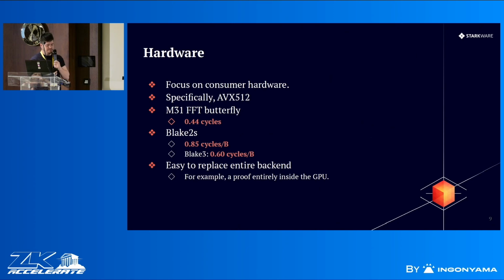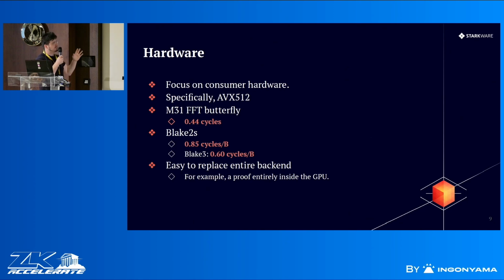Okay, now I want to talk specifically about the hardware. There are nice things you can do on GPUs, but we focused on AVX, because AVX can be found on consumer hardware and servers, and we can squeeze out a lot of performance from it. So on AVX 512, an M31 FFT butterfly takes less than a cycle each. It's very small. We can do gigabytes per second of these FFTs.